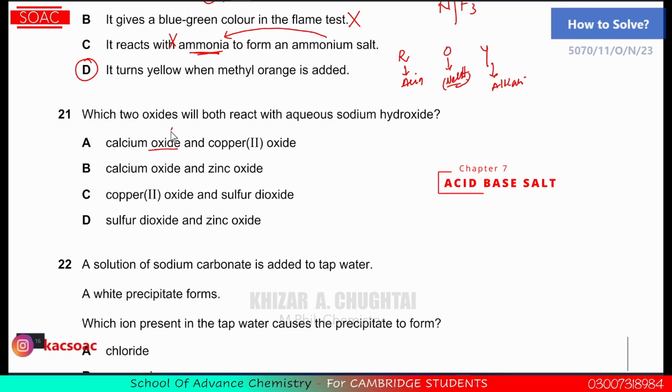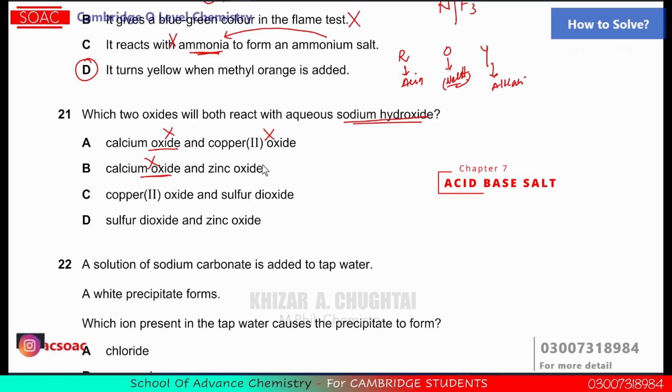Calcium oxide, no, it will not react. It's a metal oxide and it's a base. Copper oxide, again, it's a base. So bases cannot react together to give a chemical change. Again, calcium oxide will not react. Zinc oxide, yes, it will react. Zinc oxide is an amphoteric oxide, but calcium oxide cannot react.